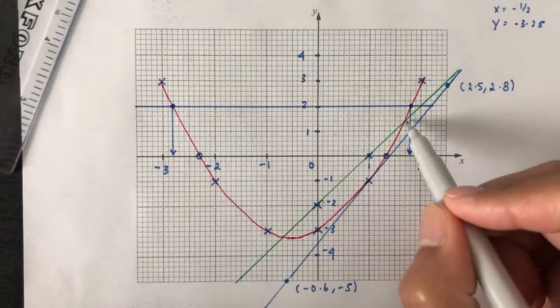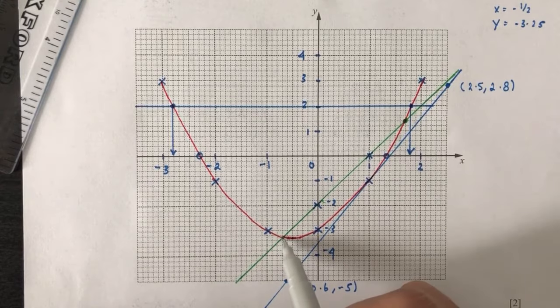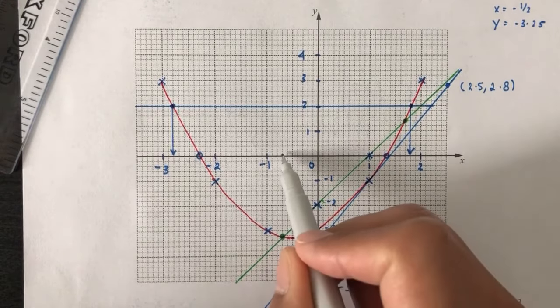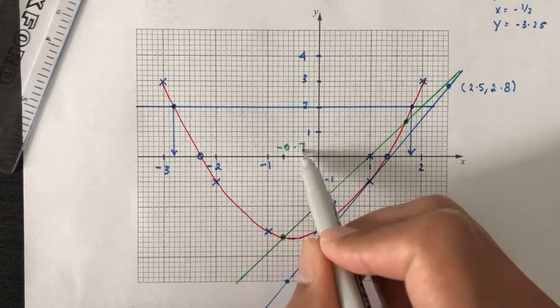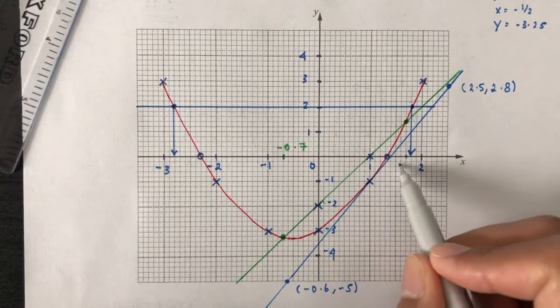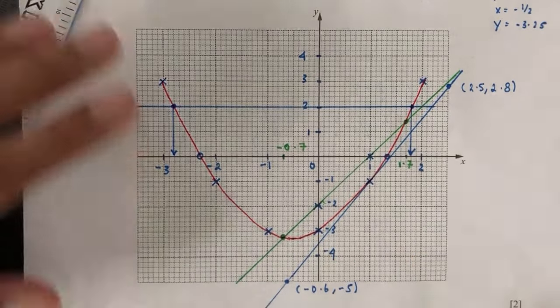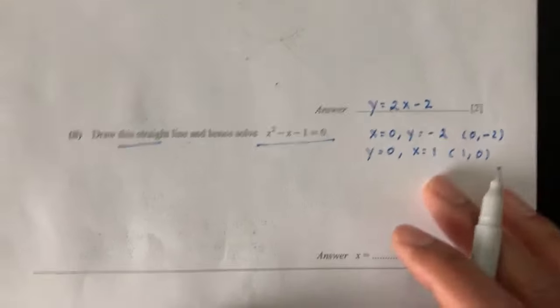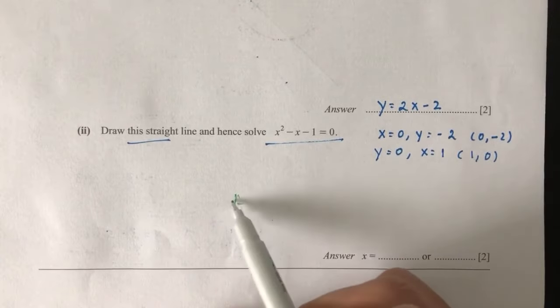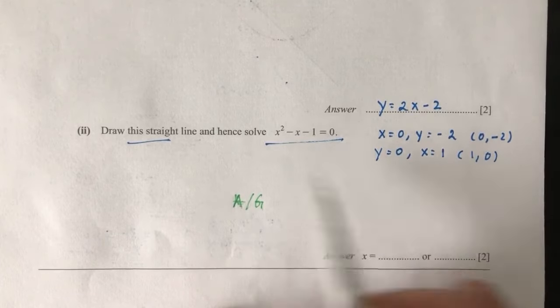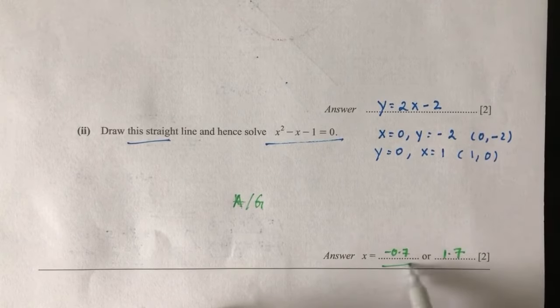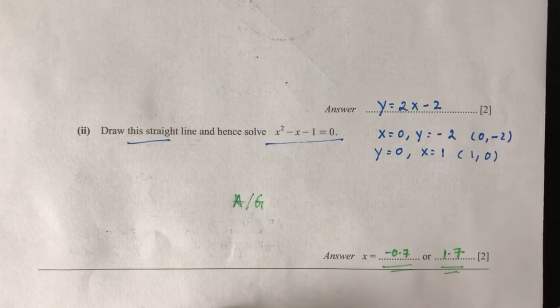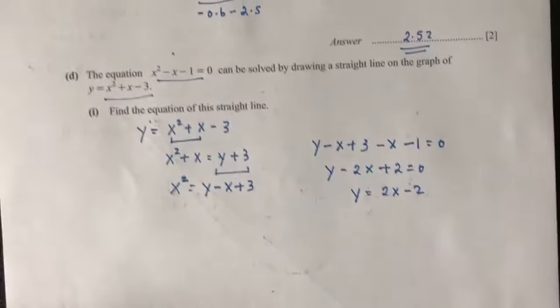Because the graph had 2 points, the first point is this point and the second point is this point. The values for x will be here, which is minus 0.7, and here will be 1.7. Okay, so your two answers here will be what? According to the graph, the value of x will be minus 0.7 and 1.7. So this is my graph. You may have minus 0.8, 0.6. That is okay as well. So that will be question number 3.